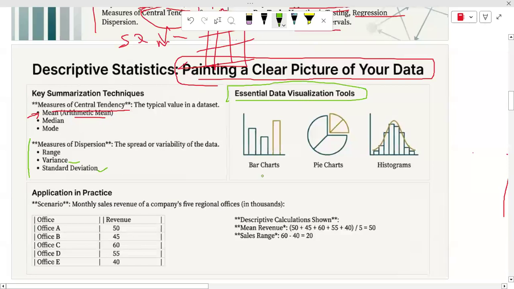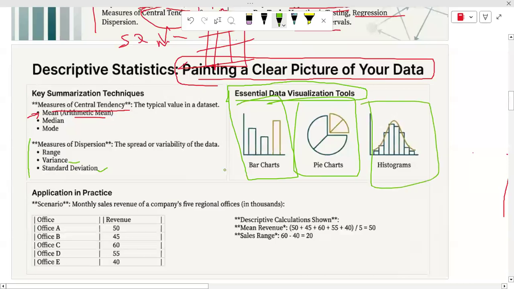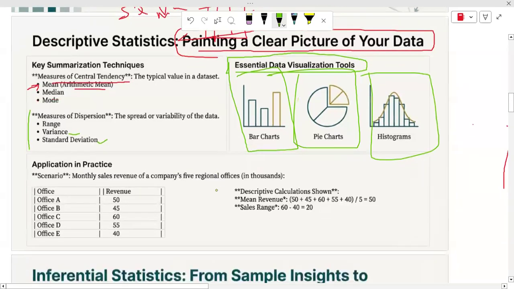The tools we may use are the bar chart, pie chart, and histogram. We will learn in forthcoming classes how to create these bar charts, pie charts, and histograms manually, plus using Microsoft Excel as well.